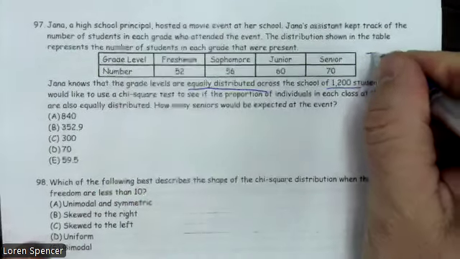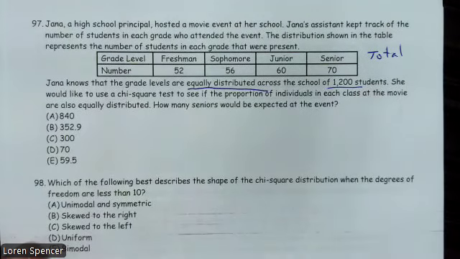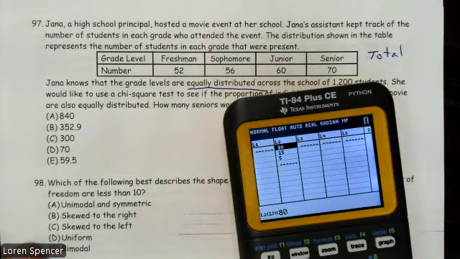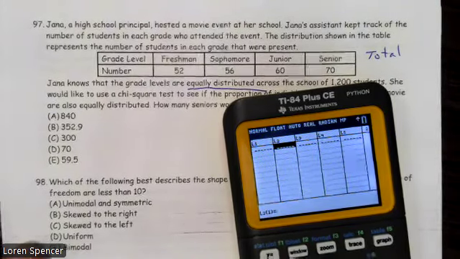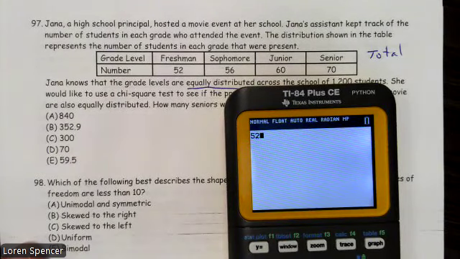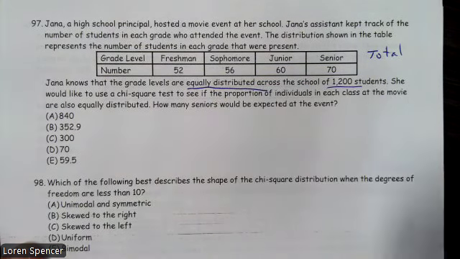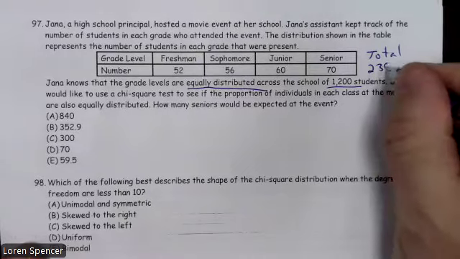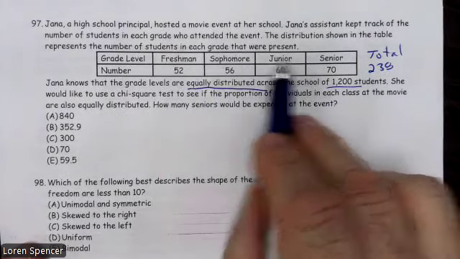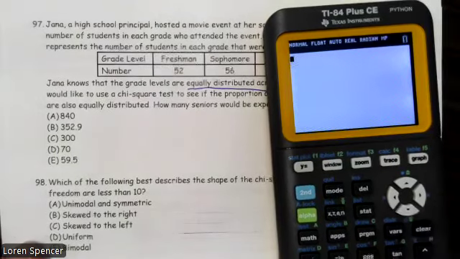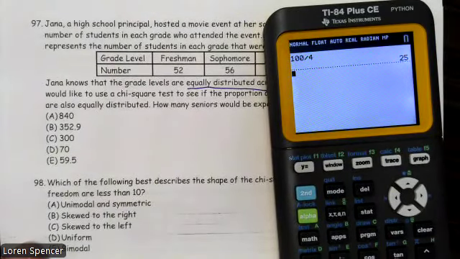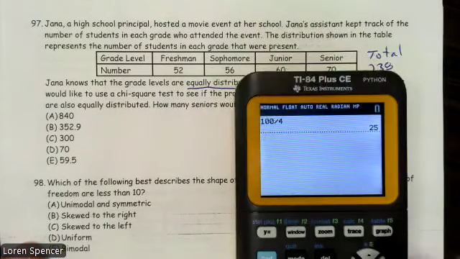First off, let's find out the total because they didn't give us the total. Let's add them up. Without doing anything fancy, I'm just going to go 52 plus 56 plus 60 plus 70. That equals 238. So we have a total of 238. Well, they said that they're equally distributed. Well, I have 4 groups. So that's going to be 100% divided by 4. Oh, I expect 25% in each group.